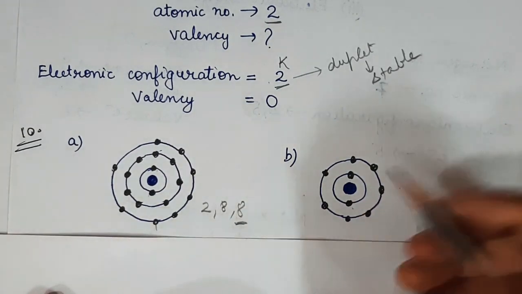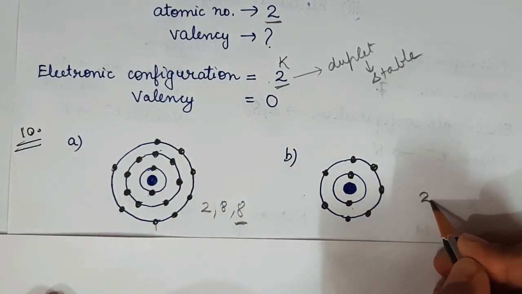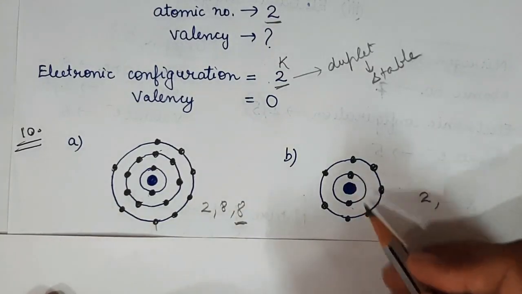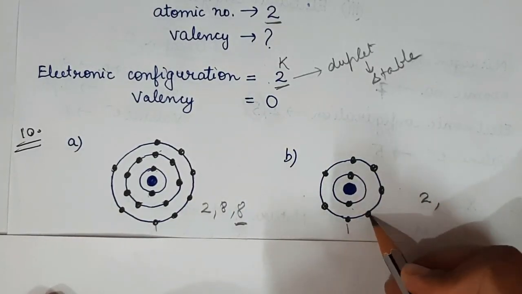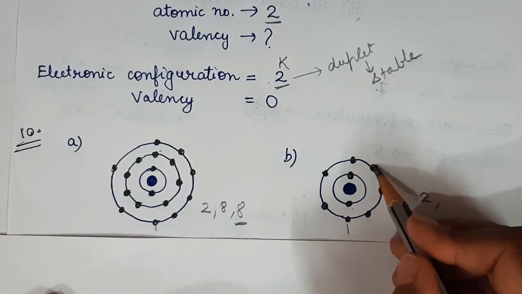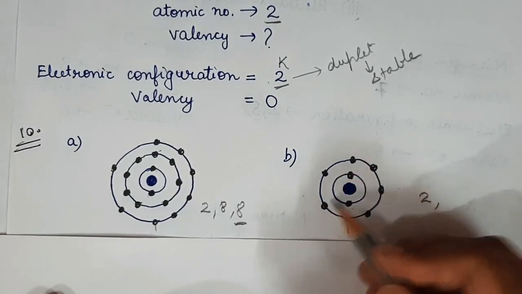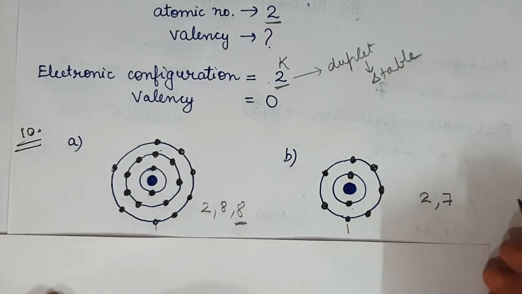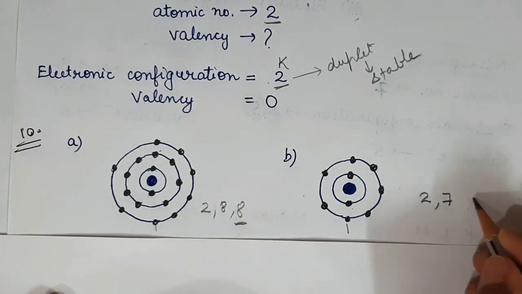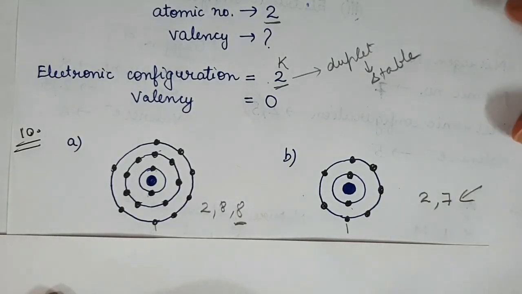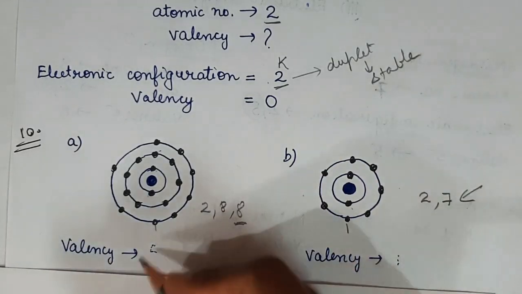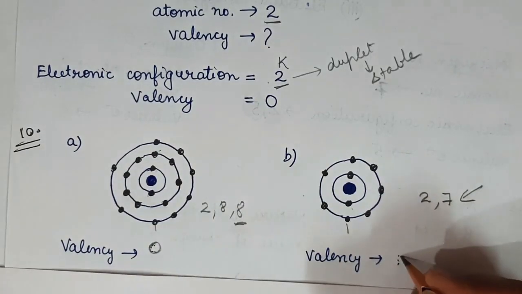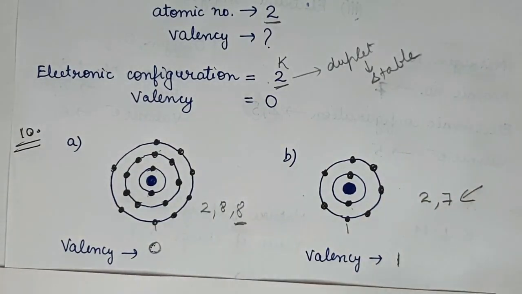In part B, in the first shell there are 2 electrons, and in the second shell 1, 2, 3, 4, 5, 6, 7. 7 electrons in the second shell. So what will be the valency? Valency will be 1. Why? Because it will gain 1 electron to complete its octet. So in the first case valency 0, second case valency 1. Clear?